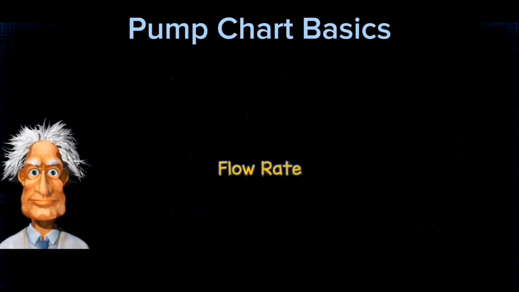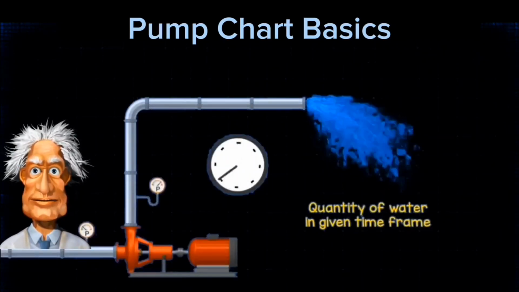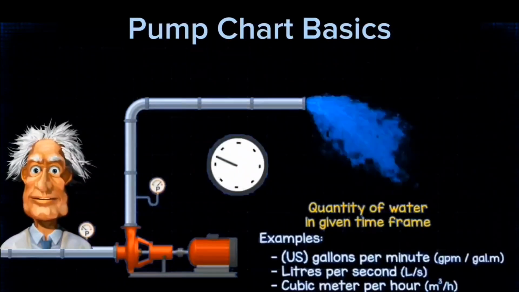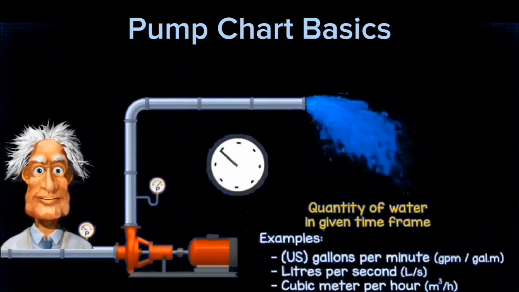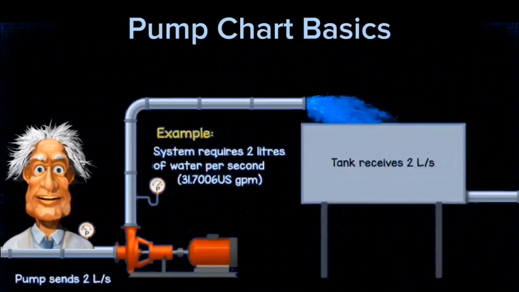Flow rate. The flow rate is a measurement of how much water is flowing from the pump in a given time frame. This is measured in different units, for example, US gallons per minute, liters per second, or cubic meters per hour. For example, a system might be designed to move 2 liters of water per second from a holding tank to a process tank.